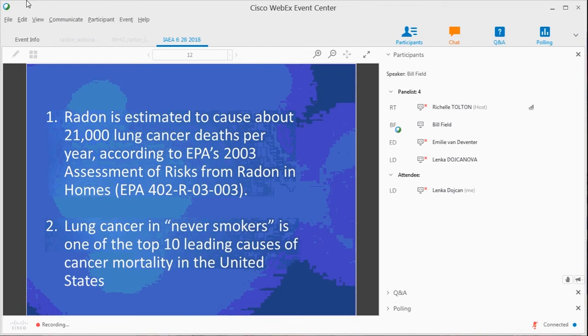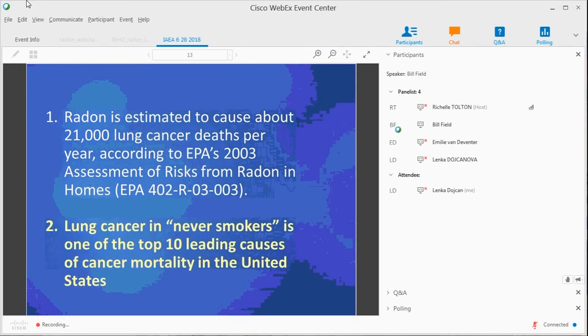Lung cancer in never smokers, someone that's smoked less than 100 cigarettes in their lifetime, is one of the top 10 leading causes of cancer mortality in the United States. And that's something that they weren't aware of. I'd say 90% weren't aware that there were so many never smokers dying of lung cancer. So that was much more persuasive to them because they thought, well, we have to deal with these causes of lung cancer in never smokers.